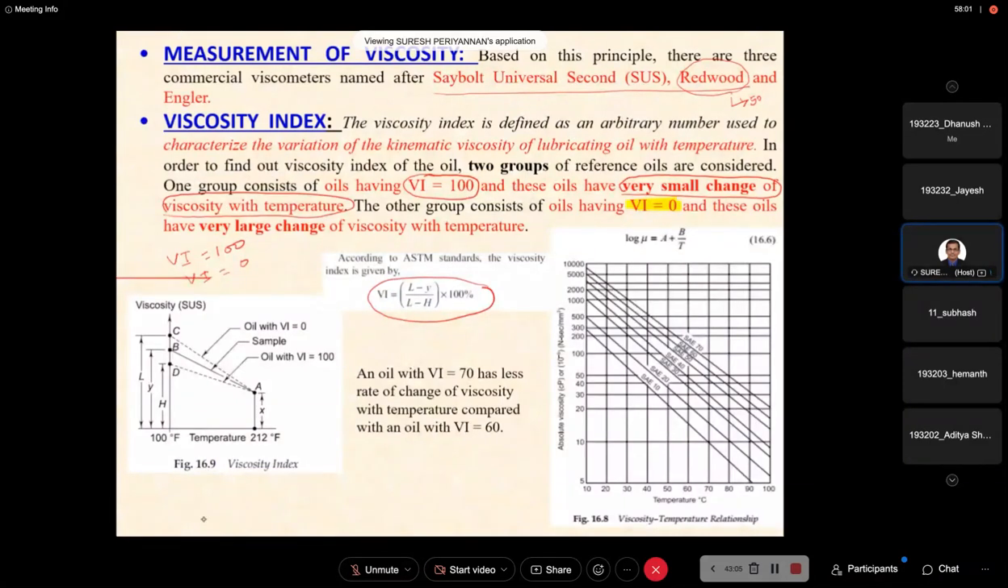Then based on that concept, the ASTM community suggested that the viscosity index is (L minus Y) divided by (L minus H), where Y is the unknown viscosity index of the lubricant oil.